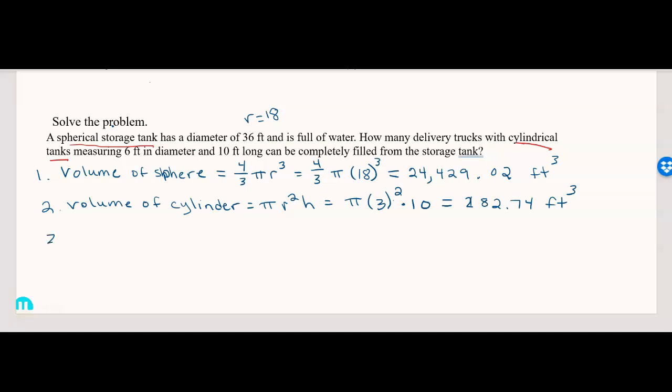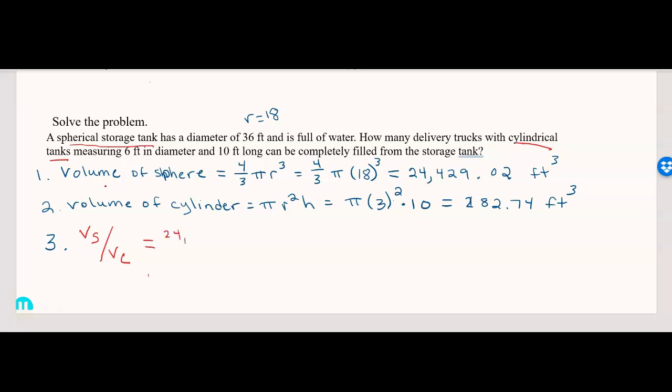All right, last step. Okay, so the final step. We are going to now figure out how many trucks, right? So we have the volume of the sphere and we have the volume of each cylinder. We need to figure out how many of those trucks we need to empty out the sphere. Well, then that means we're going to take the volume of the sphere and divide it by the volume of the cylinder because that's going to tell us how many trucks we would need.